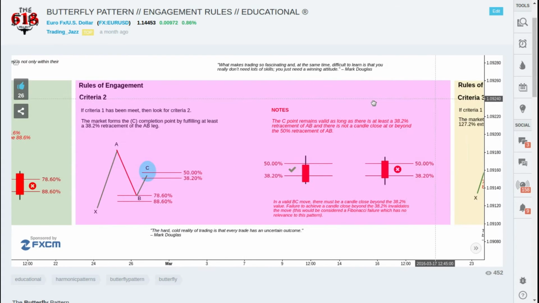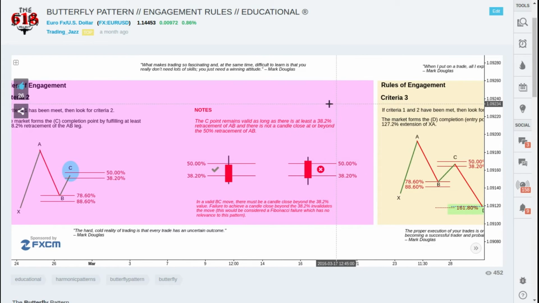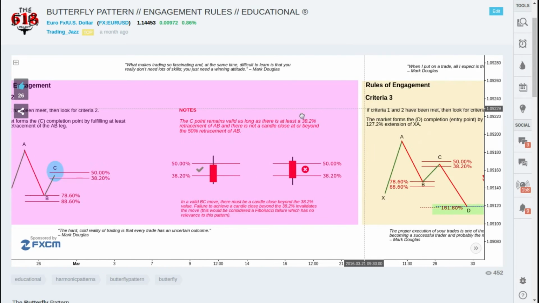Note: in a valid B to C move, there must be a candle close beyond the 38.2% value. Failure to achieve a candle close beyond the 38.2% invalidates the move. This would be considered a Fibonacci failure which has no relevance to this pattern.